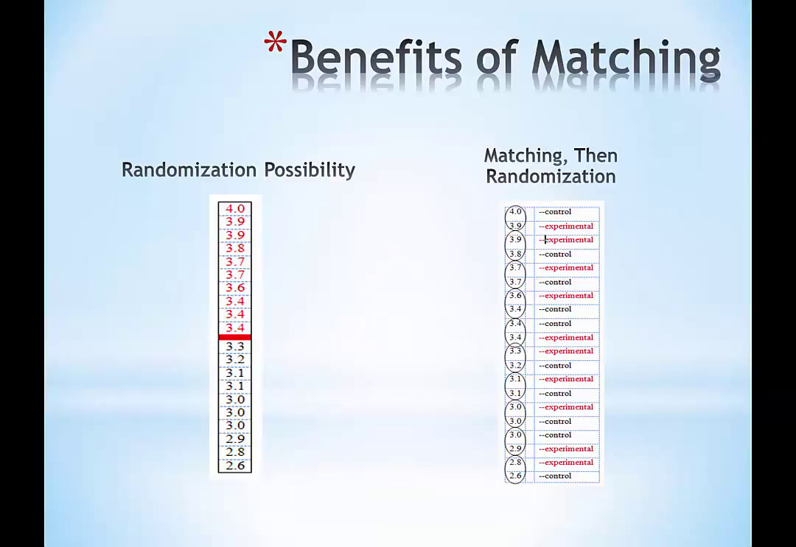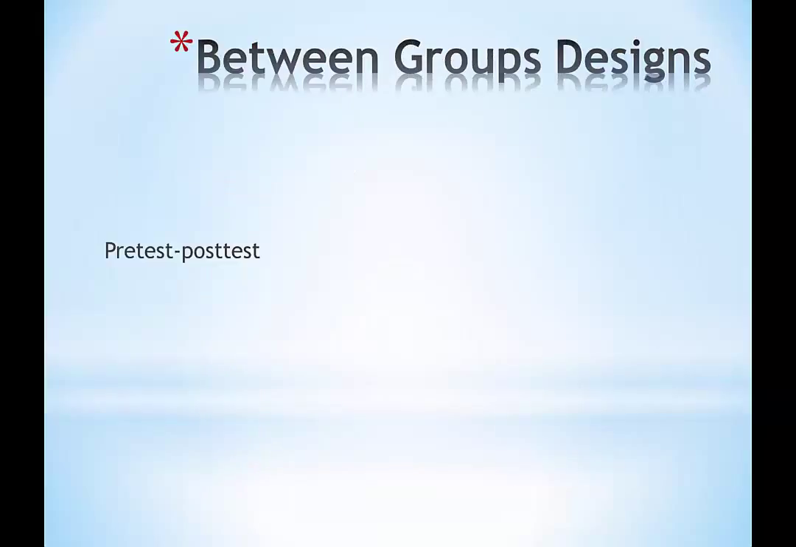In fact, if you took all the GPAs in red on the right and all the GPAs in black, I'll bet you that you come out pretty close to equivalent on those means for that group. So here are a couple of matching designs. And so I could match, then randomize. You saw that on the prior screen.